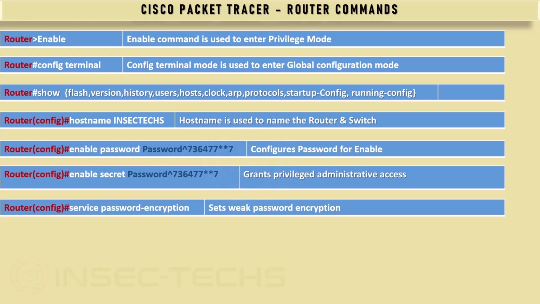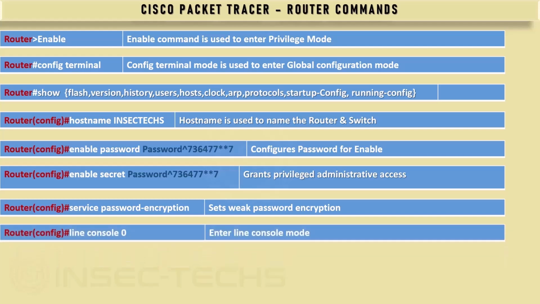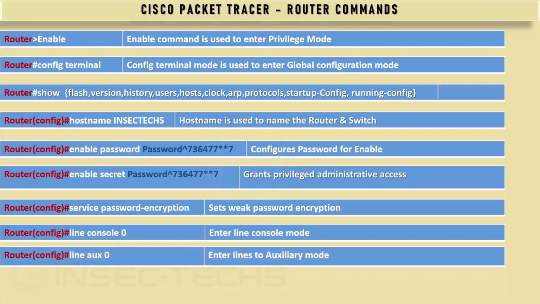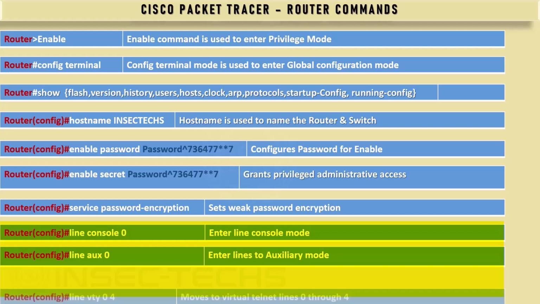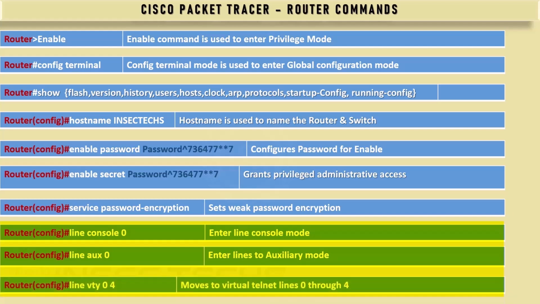As you know, a router has console port and auxiliary ports, admin ports. So you have to plug a cable, serial cables, into these console ports and auxiliary ports in order to manage or configure the router. In order to enter the line mode, that is either line console 0 or auxiliary 0, you will use the commands line console 0 and line aux 0, and you have to be in global configuration mode. Then line VTY 0 to 4.